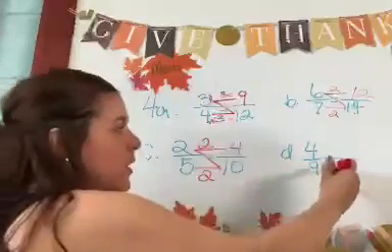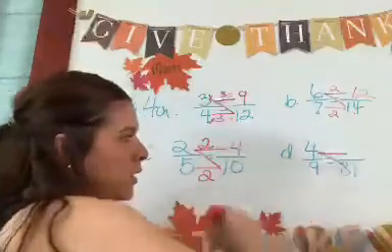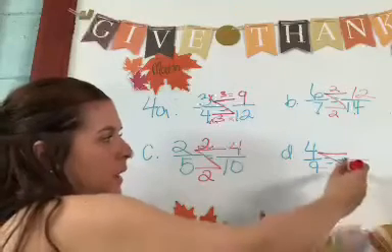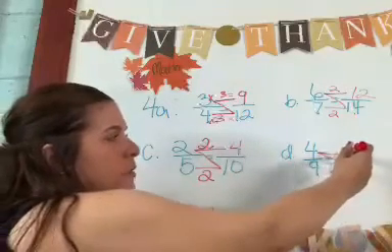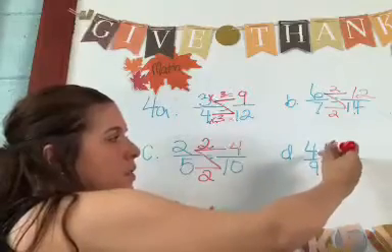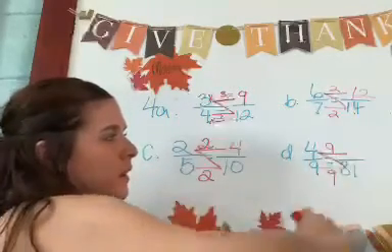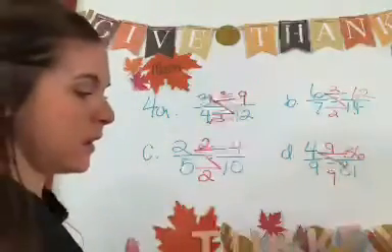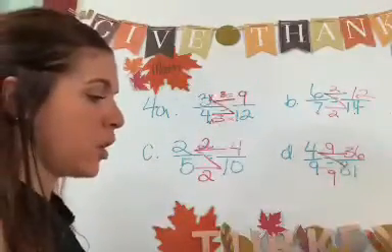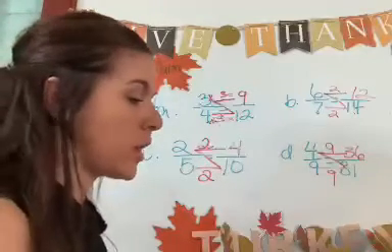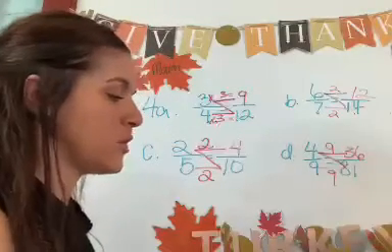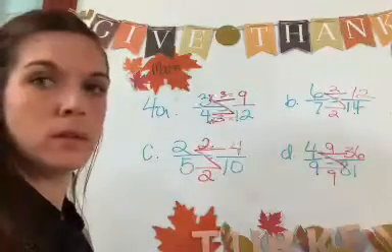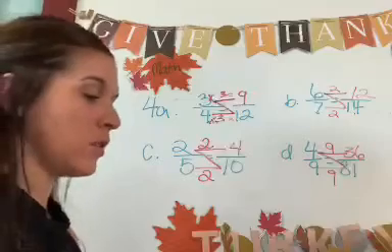Do it over here. 9 times what equals 81, Dueno? 9. So 4 times what, Andres? 9. So 4 times 9 equals what, Oscar? 36. Okay? Go ahead and do the rest of those. I don't want you to forget how to do that. Okay, and then we're going to do number 5 together.